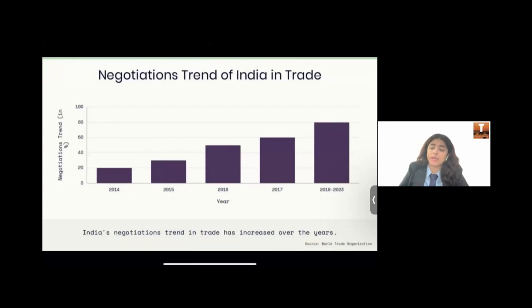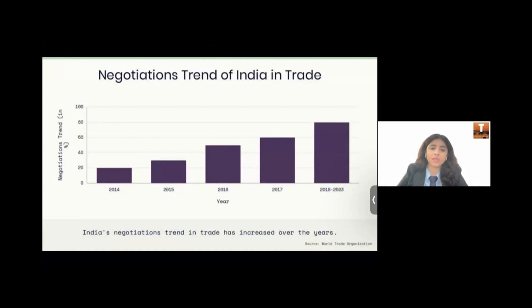So in the next slide we can see some negotiation trends of Indian trade and how through time it has increased. So from 2014 to 2023, we can see that India has actively engaged in various trade negotiations, aiming to expand its global trade relations and strengthen its economic ties with key trading partners.